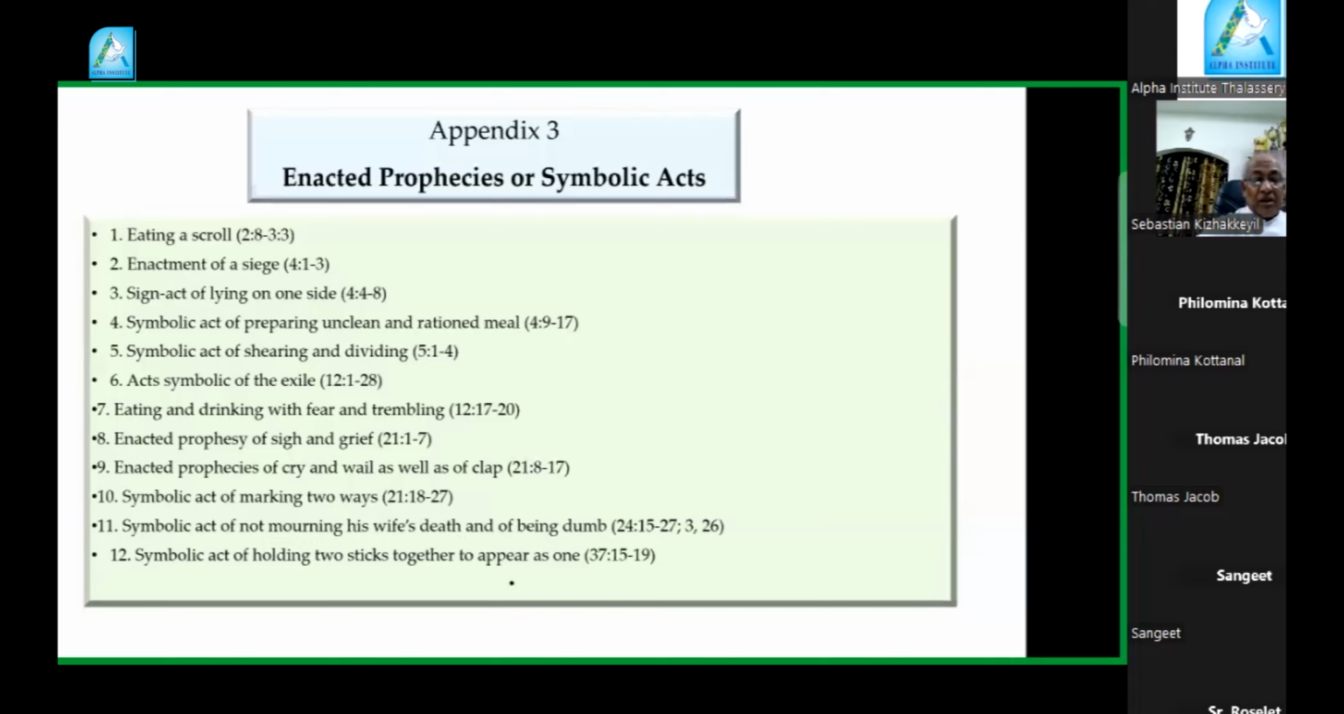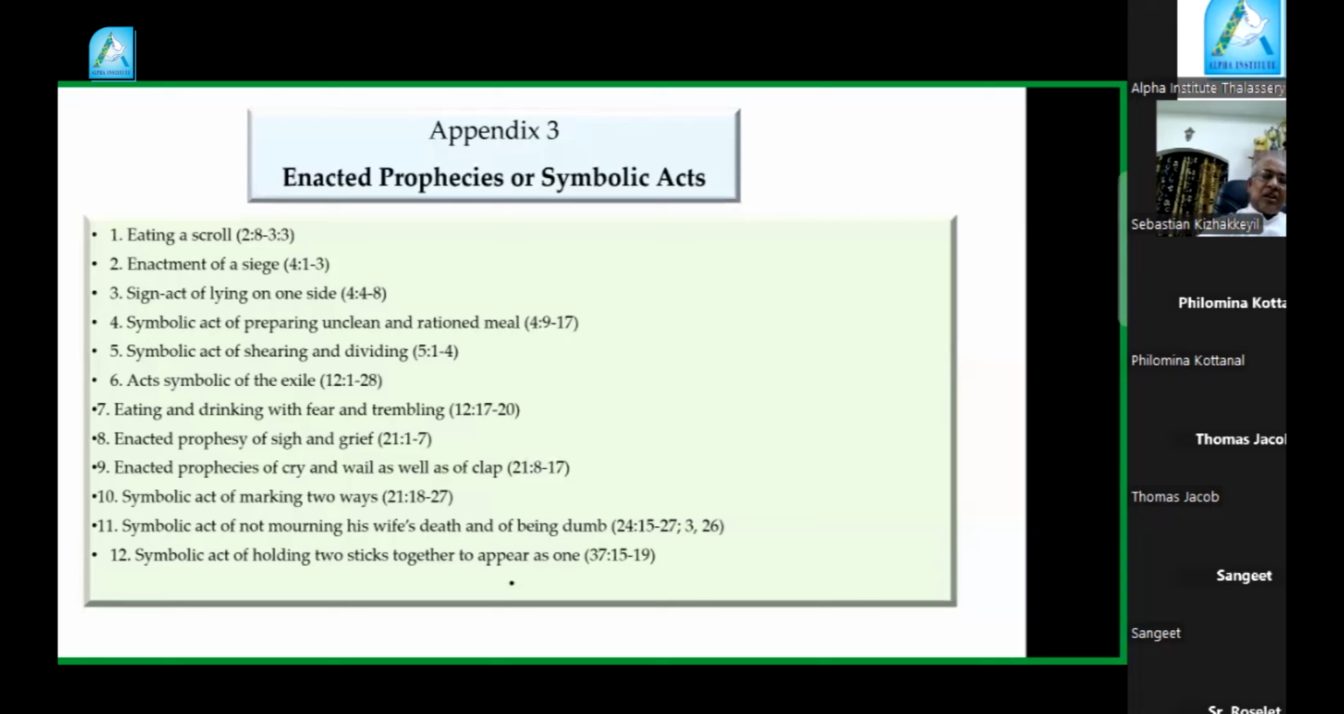One is Ammon, the other one is Jerusalem. So when he made this, people said, okay, let him go to Ammon. And the second says, no, he's not going to Ammon, he's going to Jerusalem. Disaster is coming on Jerusalem. That is a symbolic way of making two ways. Then the symbolic act of mourning his wife's death and being dumb.